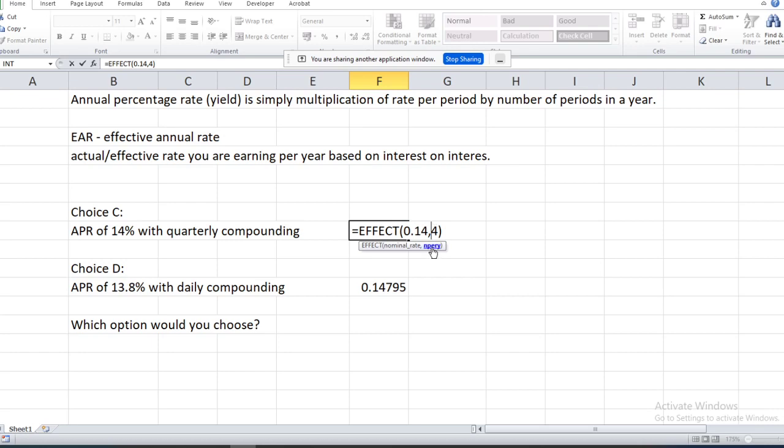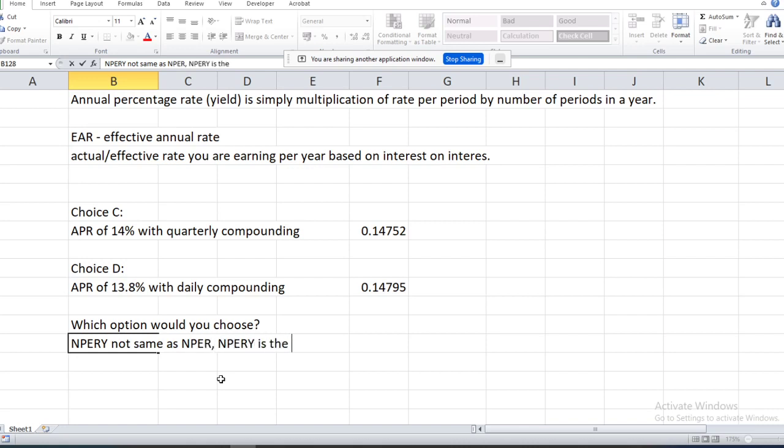Okay, so that's the Excel formula to calculate effective rate, equals EFFECT. NPERY is number of periods inside 1 year only. Okay, so let's type it out so it's clear. NPERY is not the same as NPER. Okay, NPERY is the number of periods in a year.